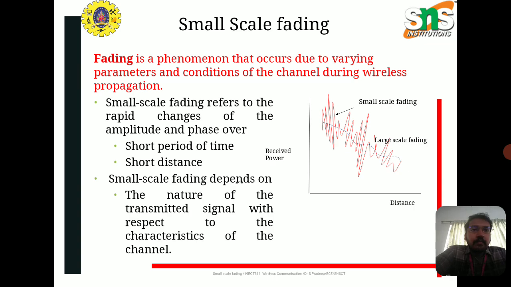Small scale fading refers to the rapid changes of the amplitude and phase over. It occurs in a short period of time and also for a short distance. Small scale fading depends on the nature of the transmitted signal with respect to the characteristics of the channel.